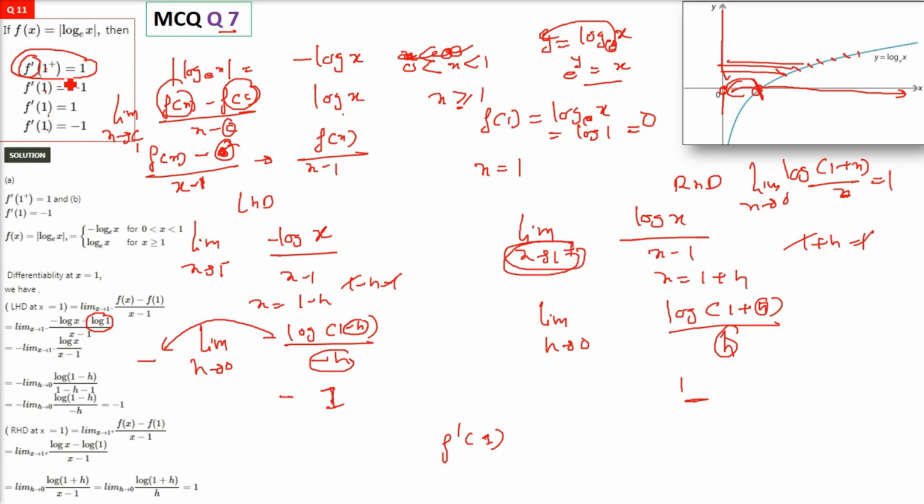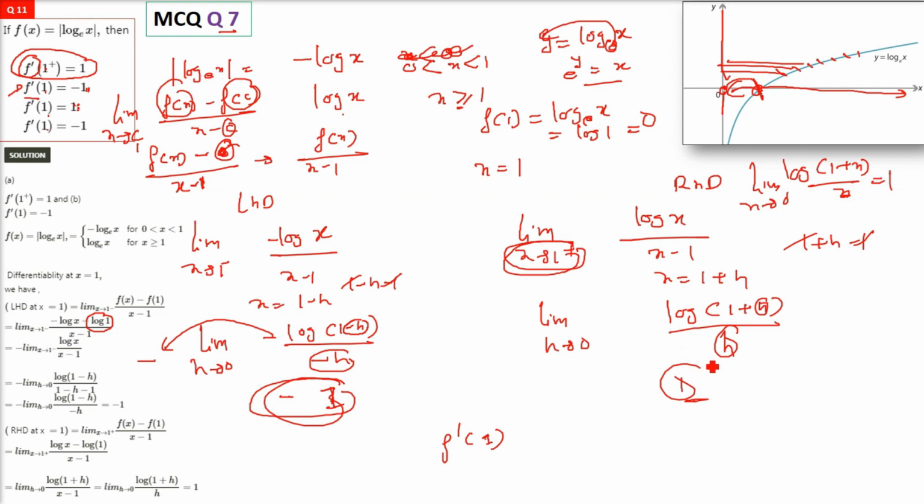So f dash 1 plus of course is 1. But we have two options which are saying 1. We are not going to choose the third option. Same logic goes for f dash 1 minus, which is equal to negative 1. And we also have f dash 1 as negative 1. That also we are not going to use.